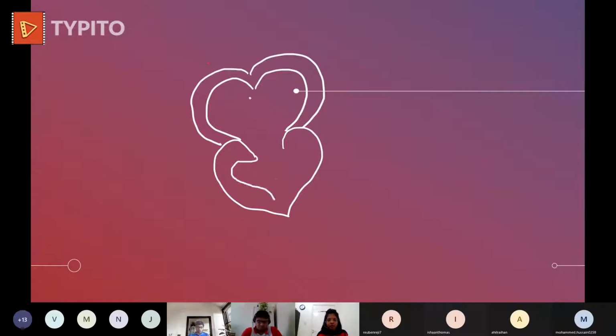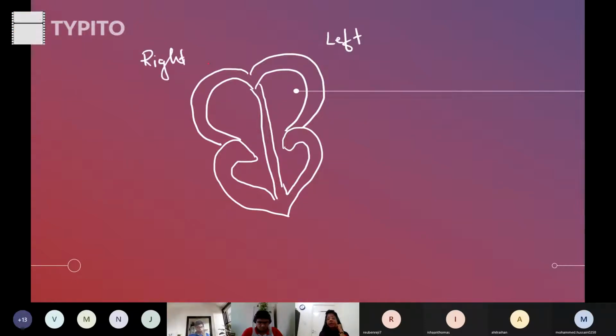Now I'm drawing the diagram of the heart to show the chambers. Before labeling the chambers, imagine I am a doctor observing the heart of my patient, and my patient is sitting opposite to me. So this is his left side and this is his right side. That's why my right is my patient's left side and my left is my patient's right side.